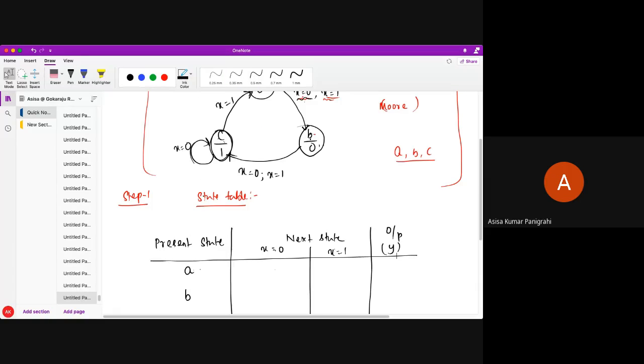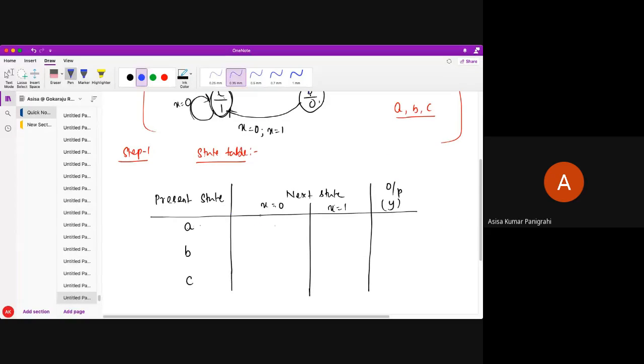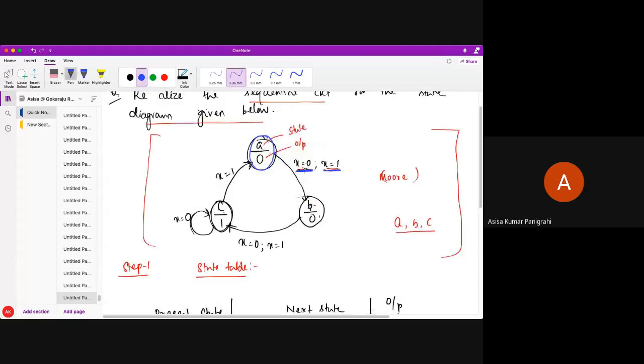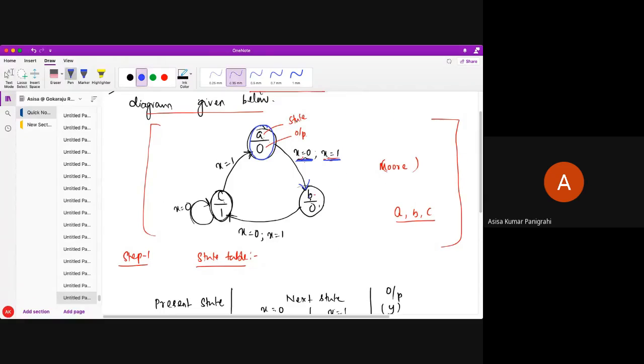What we can do actually, now I am at present state A. Please see here how I am doing. Present state A: for input 0, where am I going? I am going to B. For input 1, where am I going? Again B only. I am at A now, I am going to B only. Are you understanding? So this is my next state B. And what would be my output for state A? My output is 0.